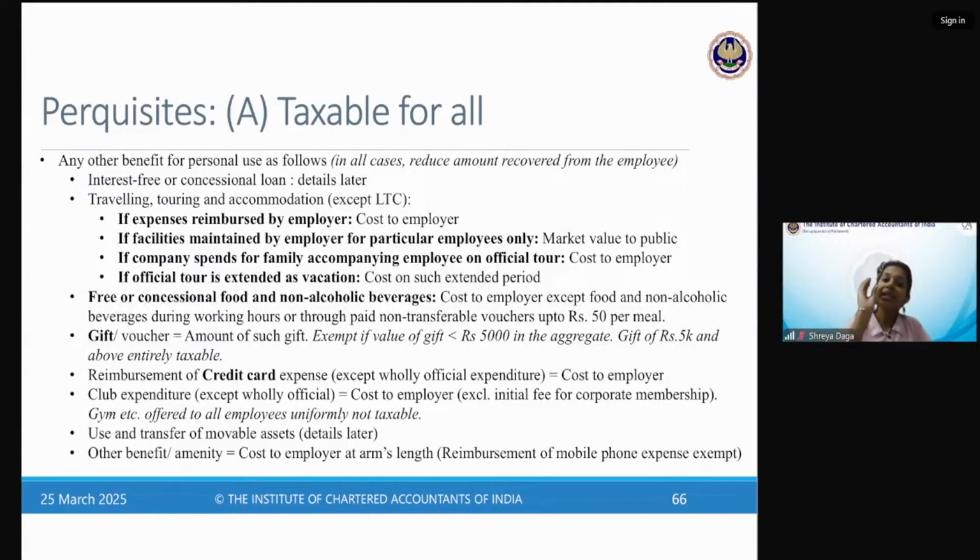So this initial fee, which is paid by the employer to a club for allowing its employees access to the club in general without any tangible benefit to any one employee, is not a taxable perquisite in the hands of any employee.